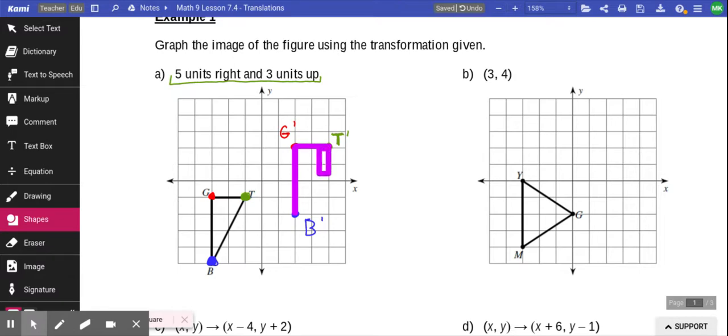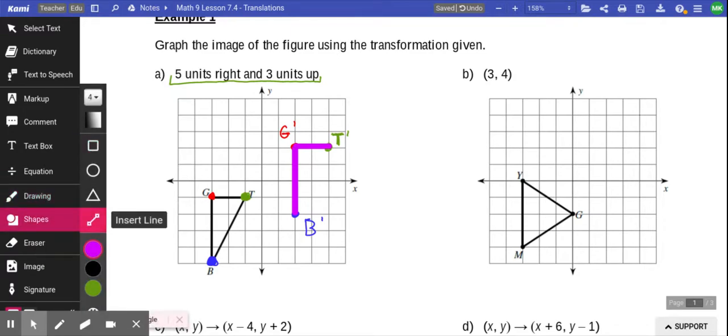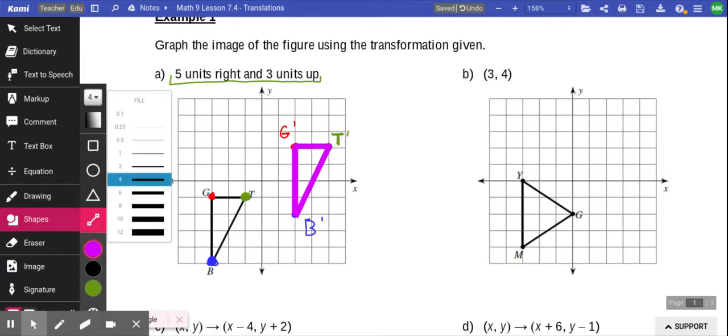And we have our shape. Oh boy, that's why it was doing such crazy things. I'm not drawing lines, I'm drawing boxes. There we go. Awesome. We just translated that shape 5 to the right and 3 units up.